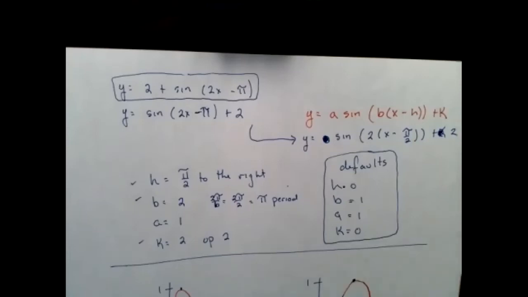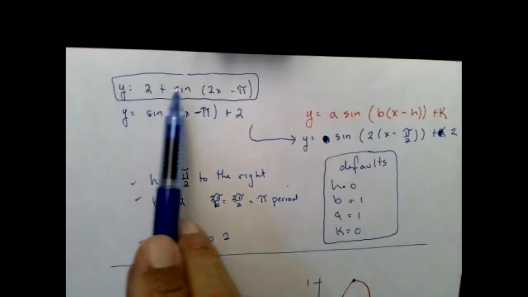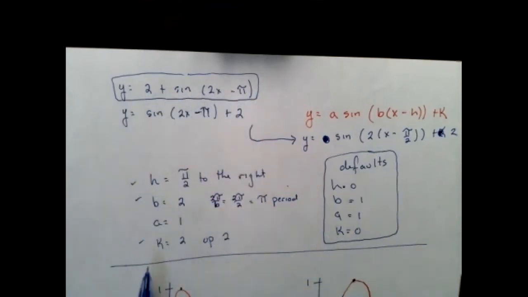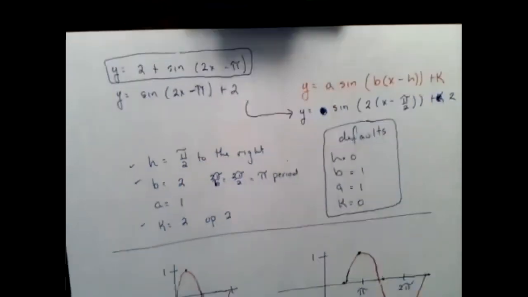But you're going to see a bunch of problems like this on the test. Identify the H, B, A, and K. H, k. Remember when it was just college algebra, there was no B, it was h, k. Okay, so now I need the graph.